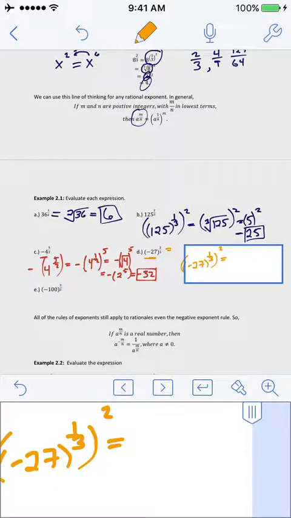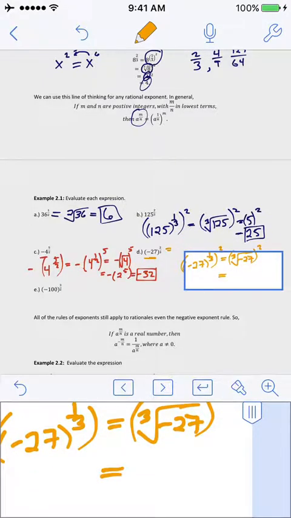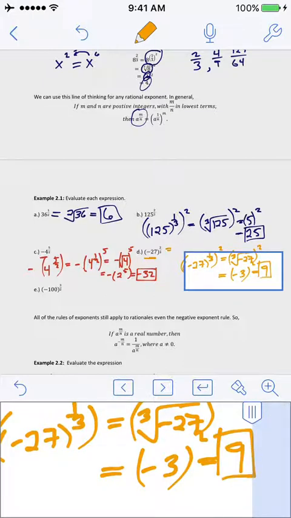Change that into the cubed root of -27, which would be a problem if my index was not odd, right? It would be a problem if that was the square root of -27, because you can't have negative squared things, but you can have negative cubed things. You can have odd powers there. So that would be -3 squared, and now that's equal to 9.